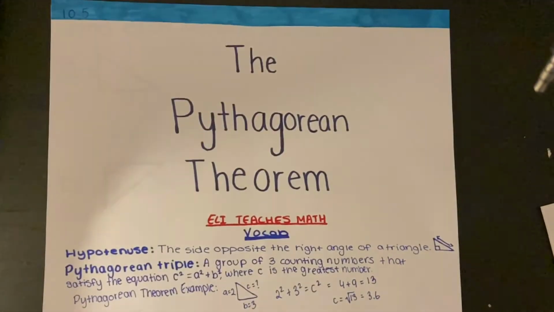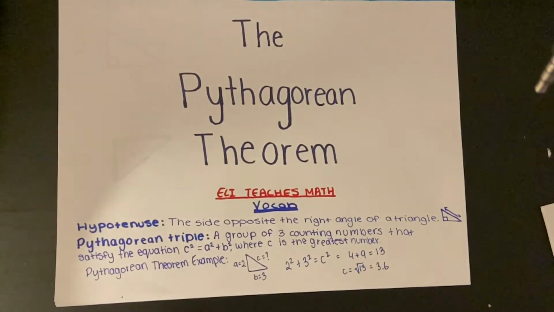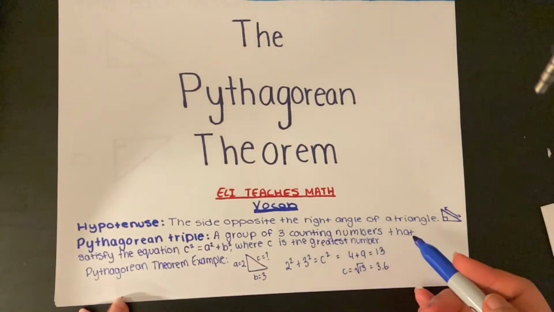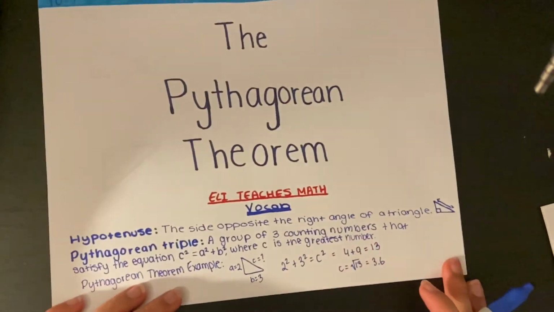In this video, you will learn about the Pythagorean Theorem. Before we do anything, let's learn some vocabulary. The hypotenuse is the side opposite the right angle of a triangle.